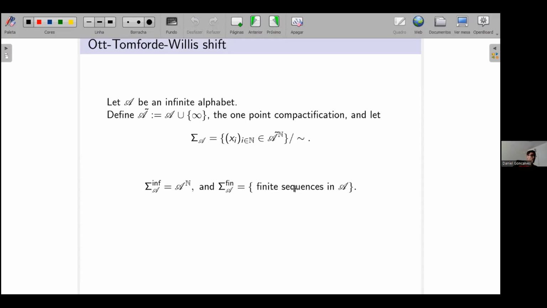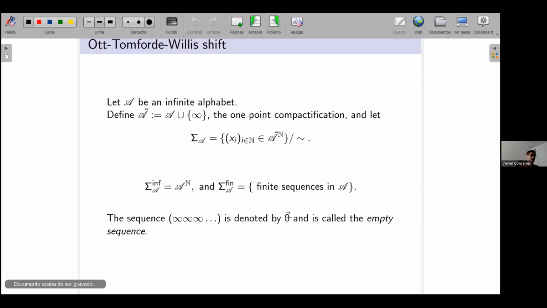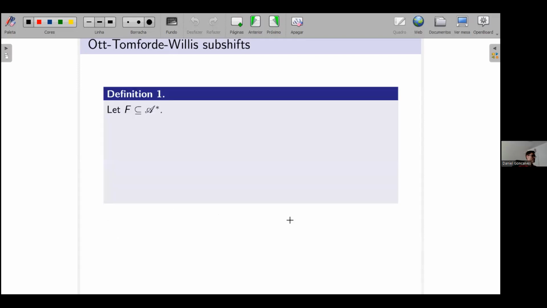But now with which topology? You put the quotient topology here. So you have a compact space and you put the quotient topology, which is usually not nice, but here it is not bad. You'll see this is actually totally disconnected, with a base of clopen sets. It's a nice Cantor set, okay? And we have this empty sequence, this empty word. I have the shift map, which is continuous, except at this empty sequence.